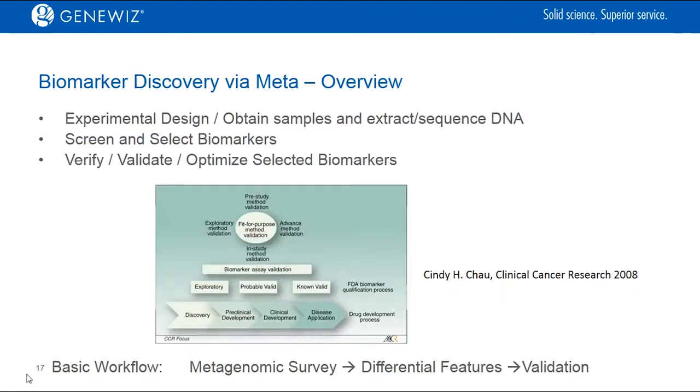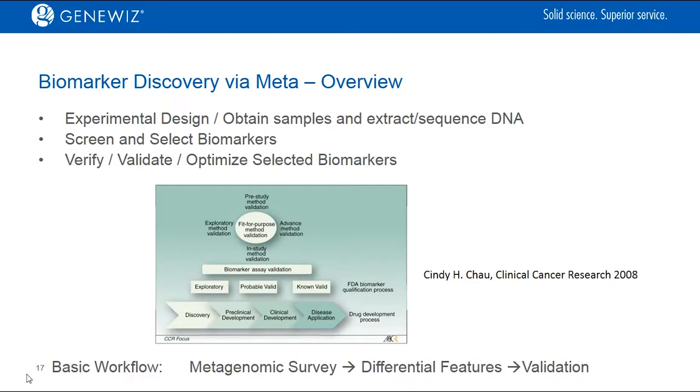Here's an overview of the high-level steps involved in biomarker discovery. The first step is designing your experiment and obtaining the samples and extracting the DNA. Here you will need to consider what you are trying to study and can develop some preliminary targets for biomarkers based on your biological knowledge. Are you looking for a functional biomarker? Then you have to do shotgun sequencing. The next step is where metagenomics is employed, in screening and selecting biomarkers statistically from your genetic information.